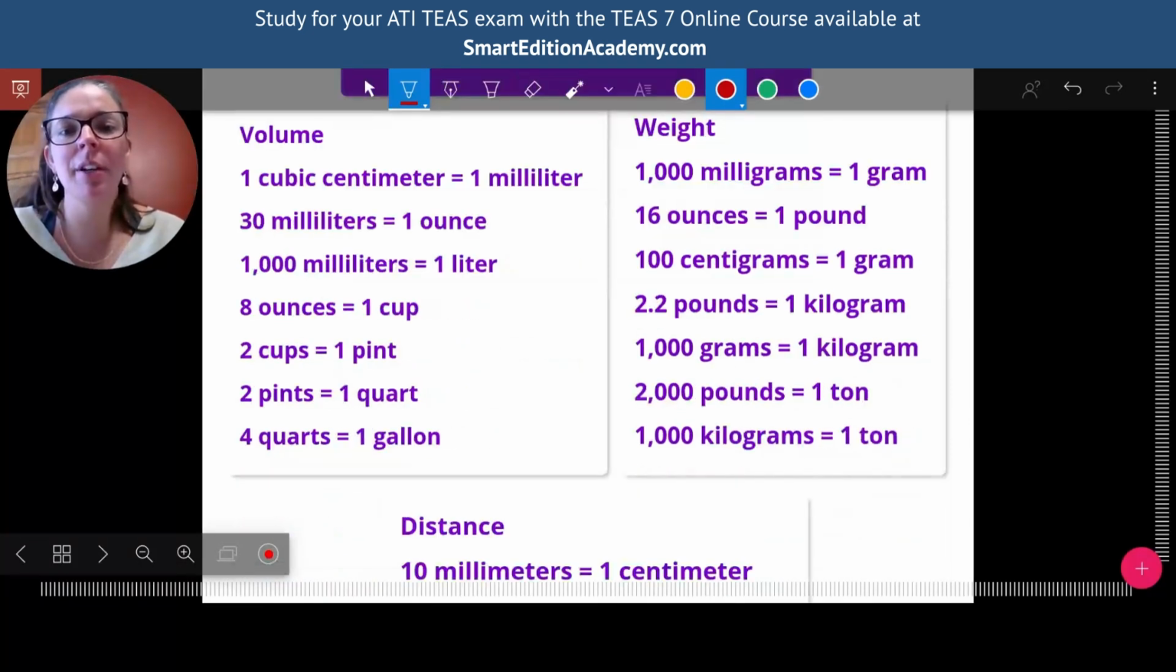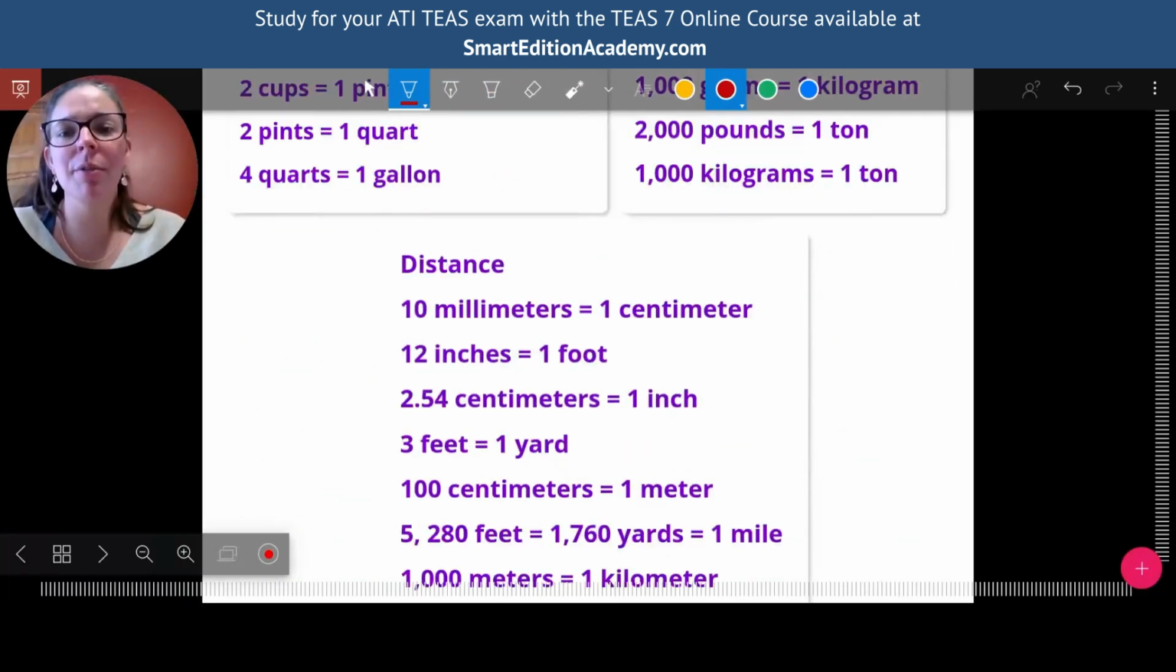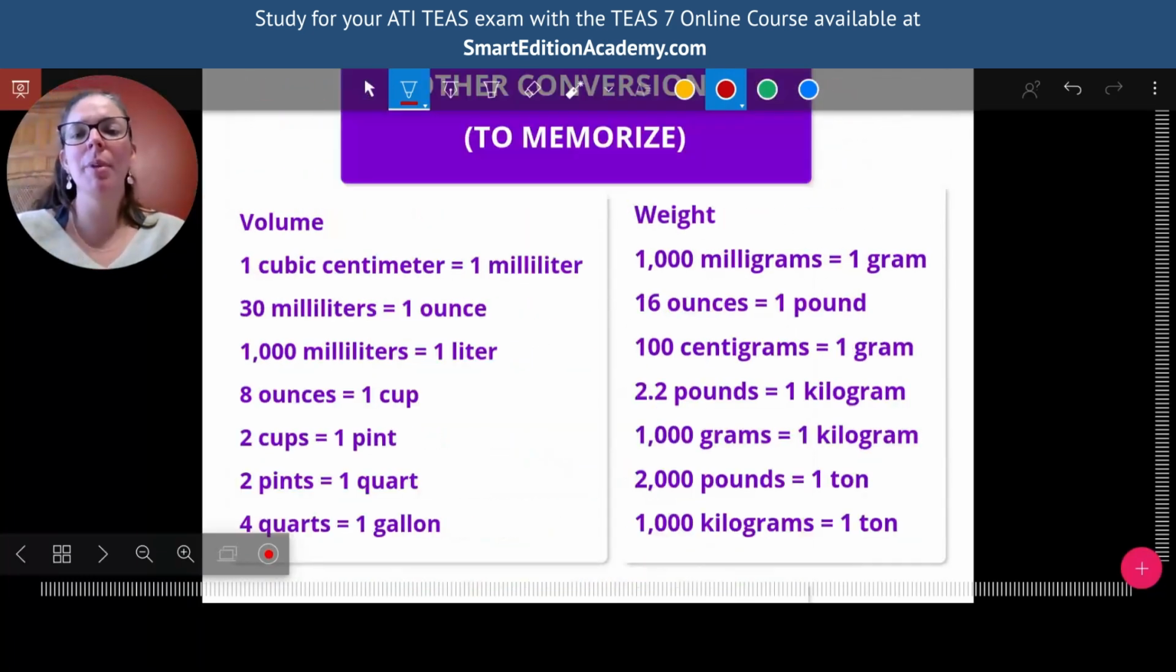So let me scroll down. We've got volume, weight, and then I'll come down to distance after. So take a moment, take a quick screenshot or photo. I'll talk about each of these, and then I'll arrow down so you can see the rest.